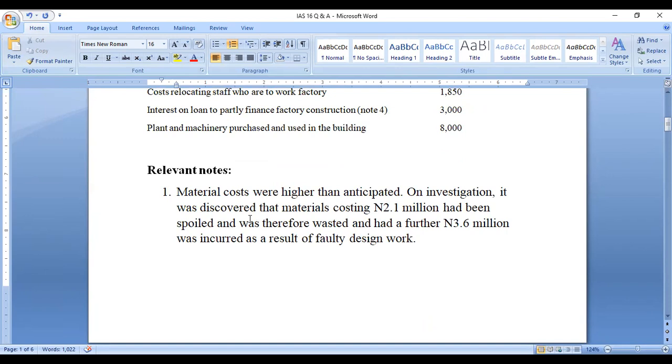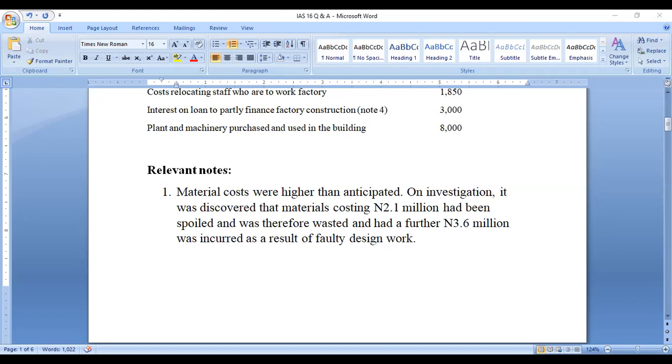I think this material wasted and the additional costs incurred as a result of faulty design should be deducted from the 36 million. Okay, so 3.6 should be deducted from 36 million? Yes, and the 2.1 should be deducted also? Yes. Okay, all right, that's correct.